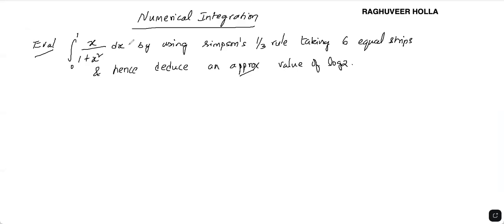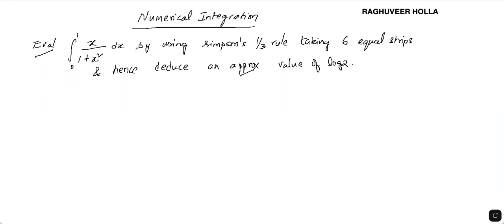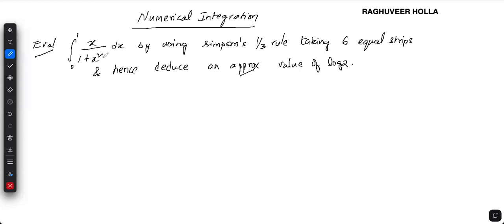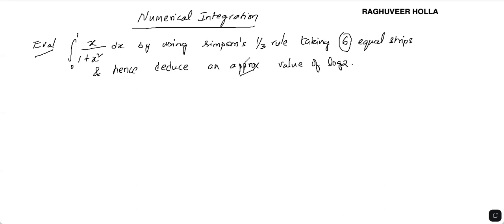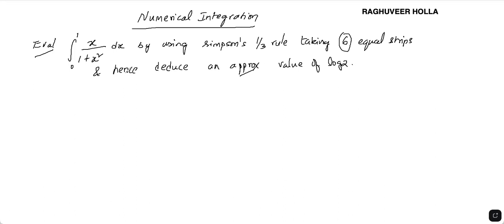Now, here are two things you have to solve. First, evaluate this integration by using Simpson's one-third rule, considering six equal strips. Afterwards, you have to deduce from this integration the approximate value of log 2. You have to find what log 2 is here. Let us see. Solve this.